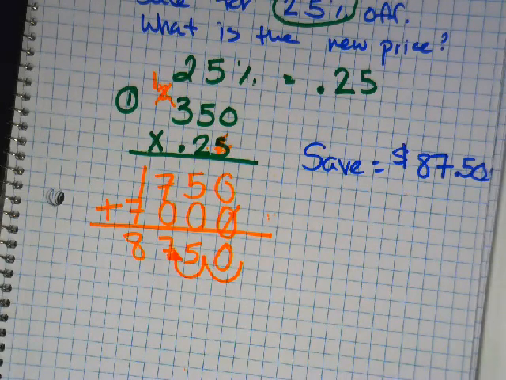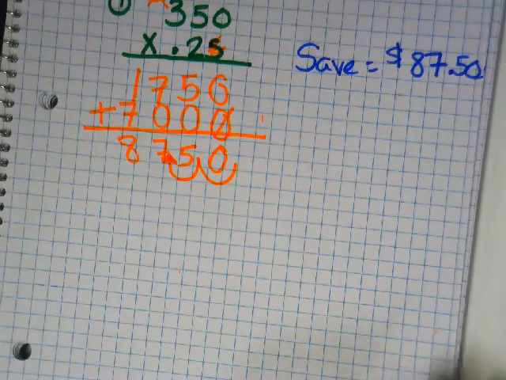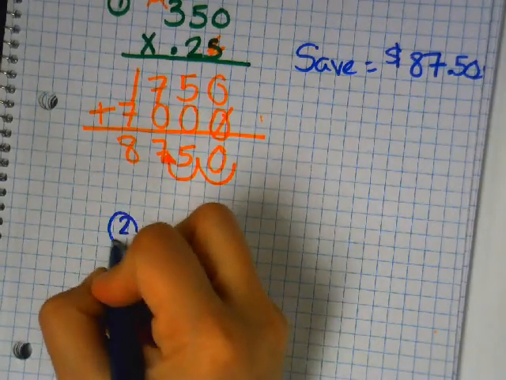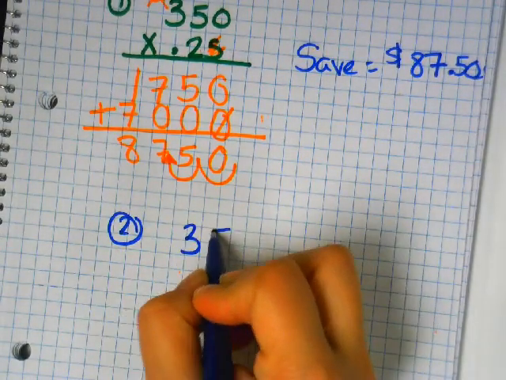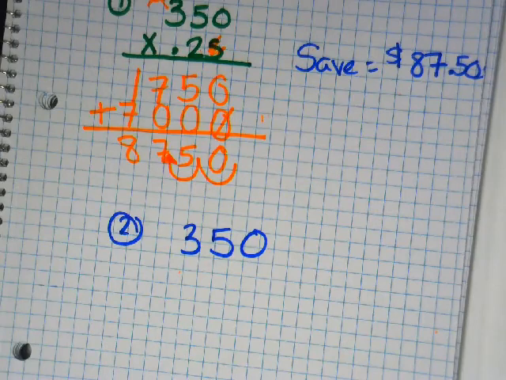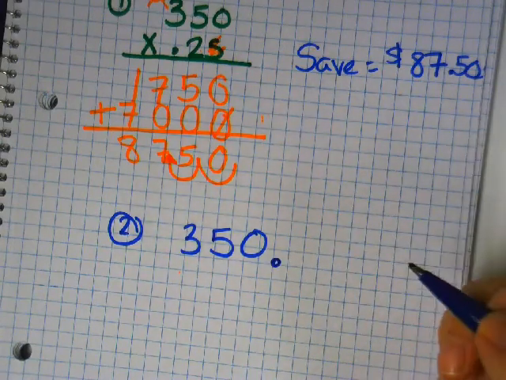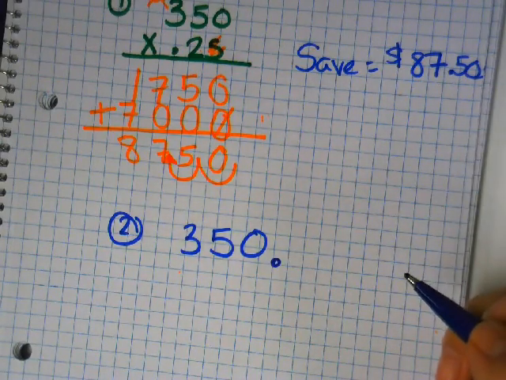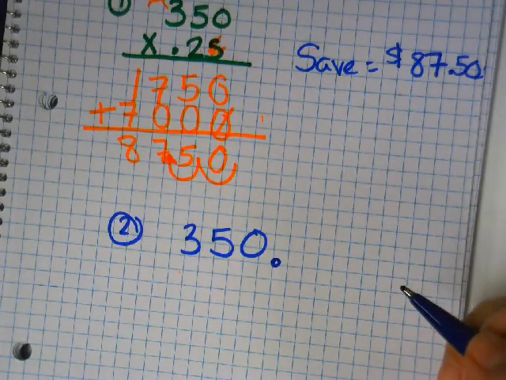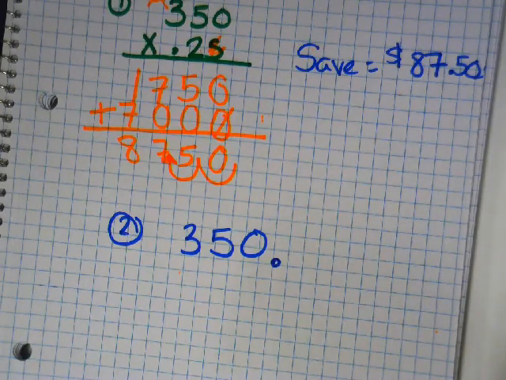What's the number one mistake kids do? Don't line up the decimals. So, number 2. In $350, where is my decimal? In the back, behind the zero. In the back. Not in between anything, not in the front. When you have a number and you don't see a decimal, it's always in the back.